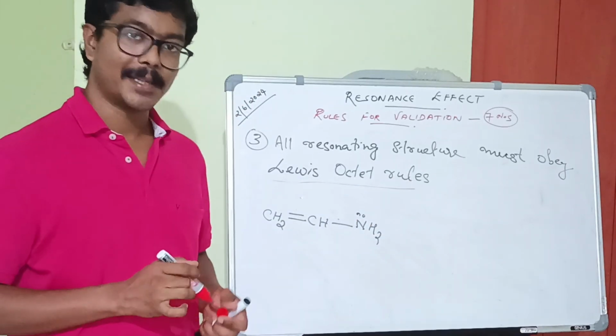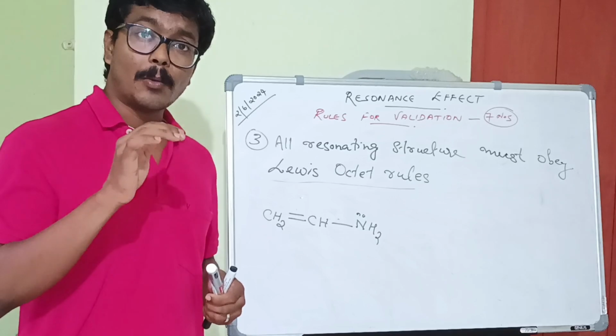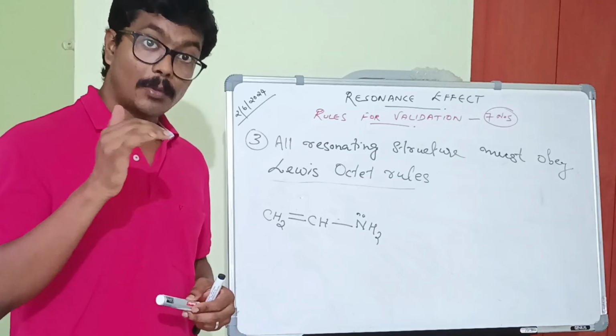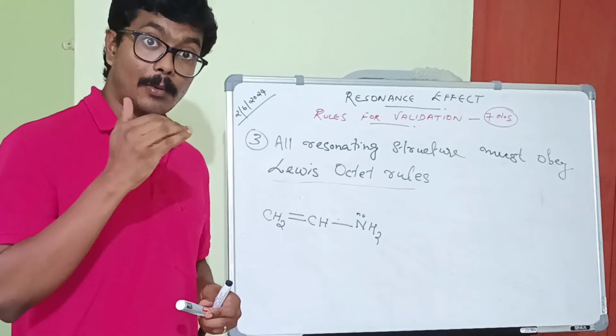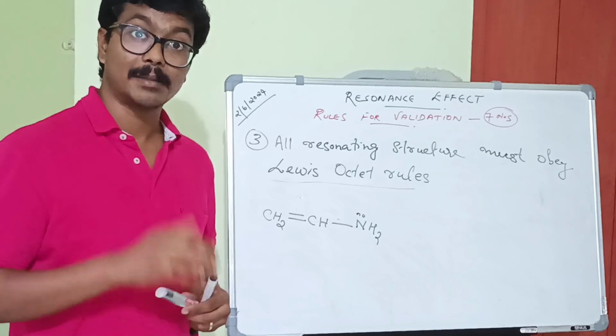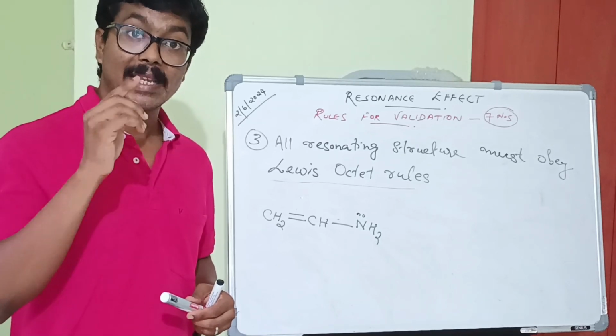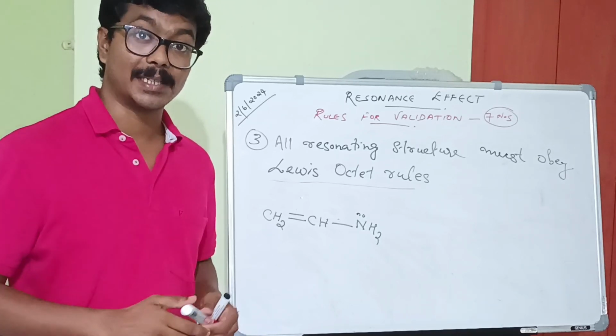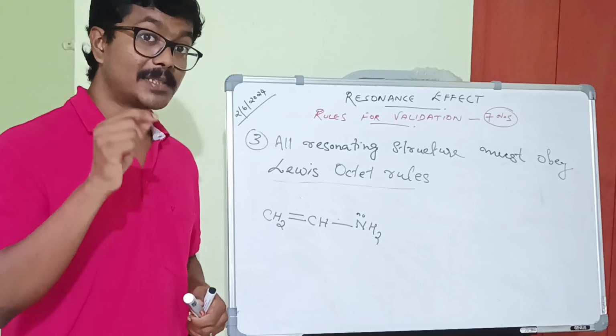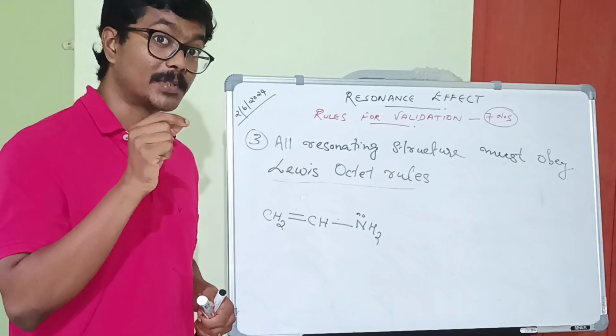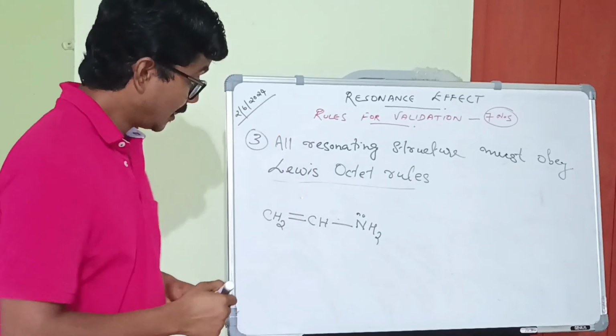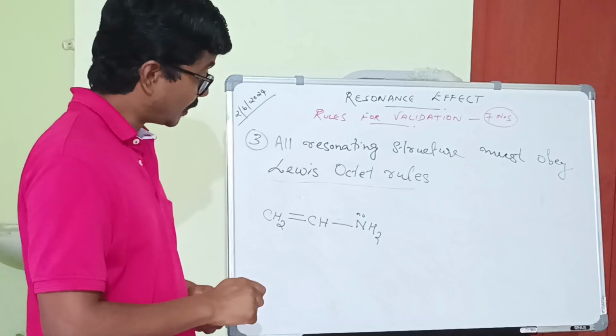Lewis octet rule says that all the atoms in a compound, or in our case, all atoms in a resonating structure, must possess 8 electrons in its valence shell. Okay, 8 electrons in its valence shell. That is the postulate of Lewis octet rule. So let us consider this example.